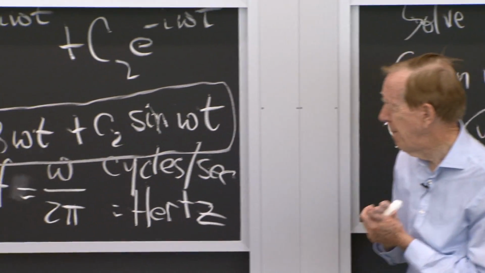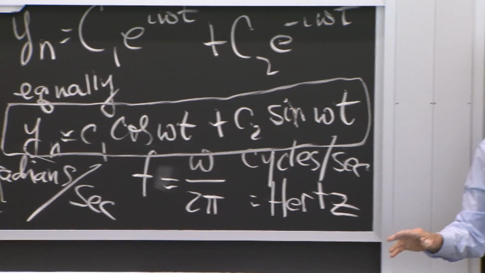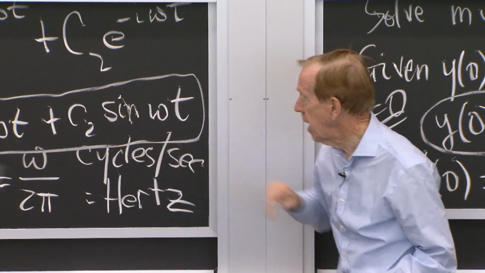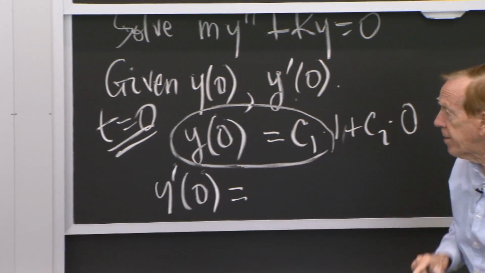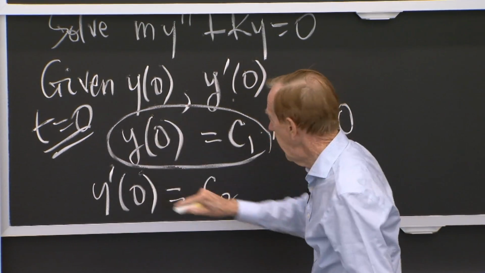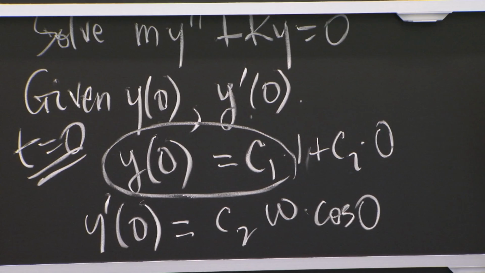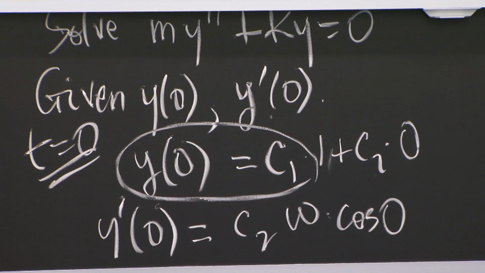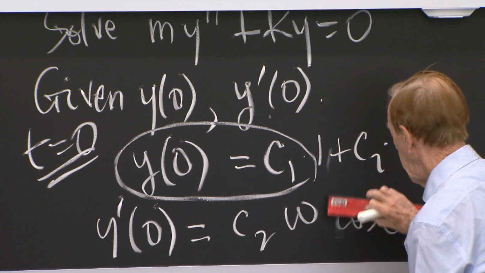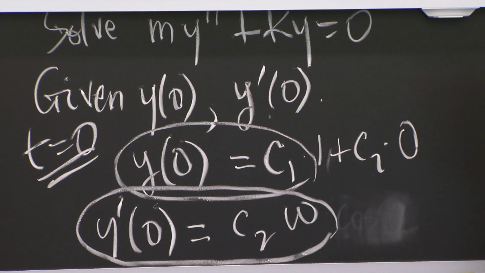I want y prime. The derivative of the cosine will be a sine, and that will disappear at t equals 0. The derivative of the sine will be a cosine with a factor omega. So y prime of 0 will be C2 omega cos of 0, which is 1. That tells me C2.